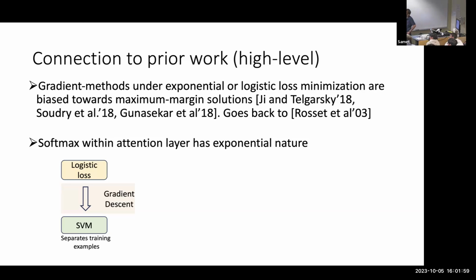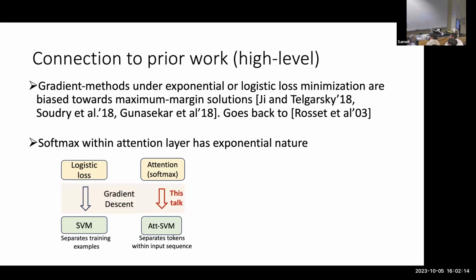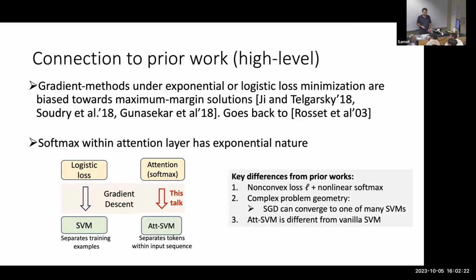The basic observation is that softmax attention has softmax in it, and softmax is exponential in nature, just like logistic loss or cross-entropy loss. As a result, we are formally connecting attention to attention SVM, and the cool thing is that it is different from the regular SVM. What are some key differences from prior work? We are able to analyze a composition of non-convex loss plus a nonlinear softmax applied on the input. The problem has non-trivial geometry, which we will discuss in a second, and as a result you need different proof techniques. The other nice thing is that we are not solving a regular SVM. Our SVM has a different job: it separates the input's content rather than separating different inputs.